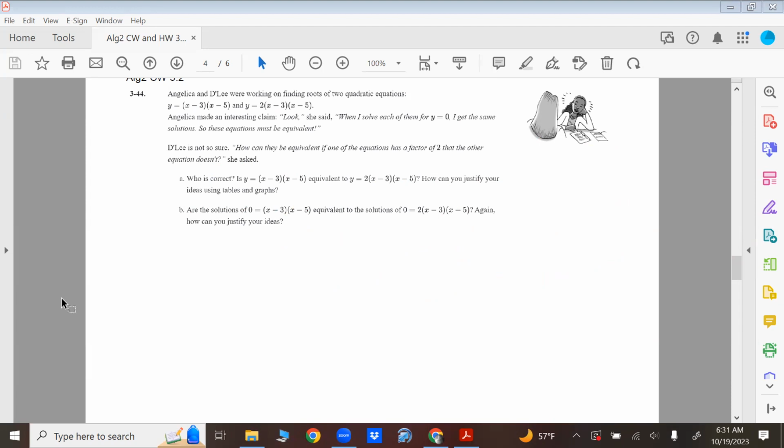Not necessarily, and that's because of the 2 there. Yes, they do have the same roots or the same x-intercepts, but that doesn't mean the y-intercepts are going to be the same, or that they're going to point in the same direction. How can it be equivalent if one of the equations has a factor of 2 and the other doesn't? So who is correct? It's totally Dili. Totally.